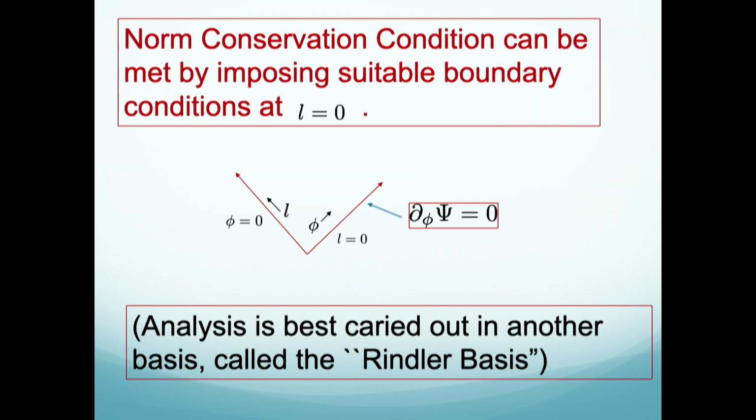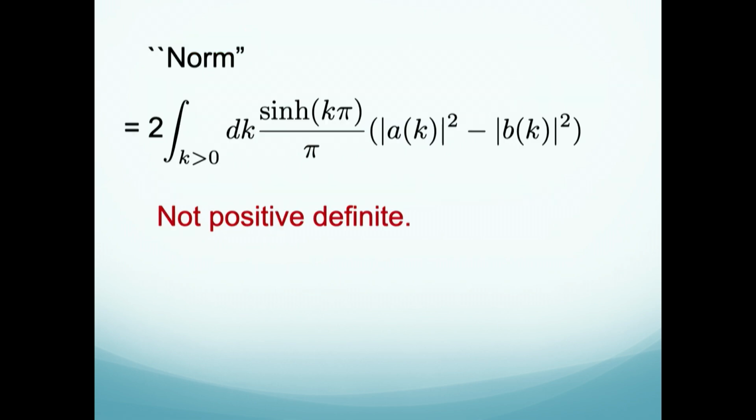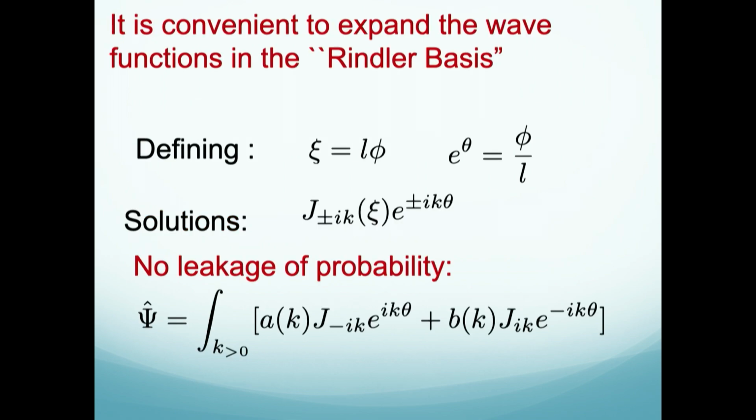Now, this condition cuts down the number of physical states, but you started with an infinite number. It cuts down the number of states by half. It's like a Neumann condition. You're still left with an infinite number of states. So this is the quantum theory. I should say one thing. I'm using the word norm, but it's not actually positive definite. It won't surprise you because it's like a Klein-Gordon norm. So depending on what your wave function was, you have to choose one sign or another to make it positive. So that is one thing. But anyway, you have a conserved, quote within quotes, norm.